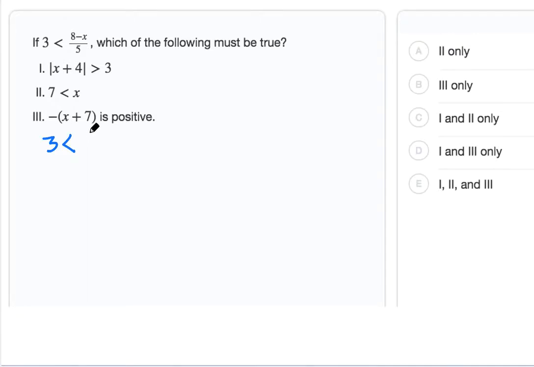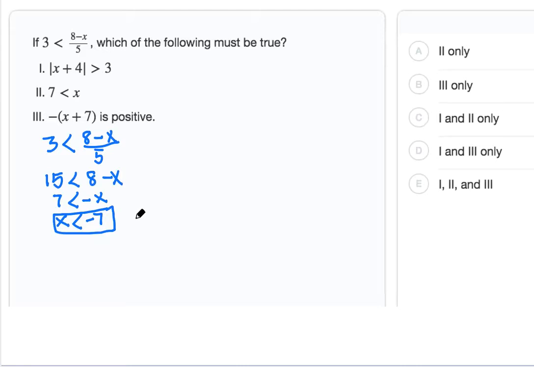So we're given that 3 is less than (8 minus x) over 5. Multiplying both sides by 5 gives us that 15 is less than 8 minus x. Subtracting 8 from both sides, we'll get 7 is less than minus x. Now we're going to multiply both sides of that inequality by -1, and we'll have the equivalent inequality, which is x is less than -7. So now we are given that this inequality is true, x is less than -7. Based on that information, we need to figure out which of the Roman numerals must also be true.